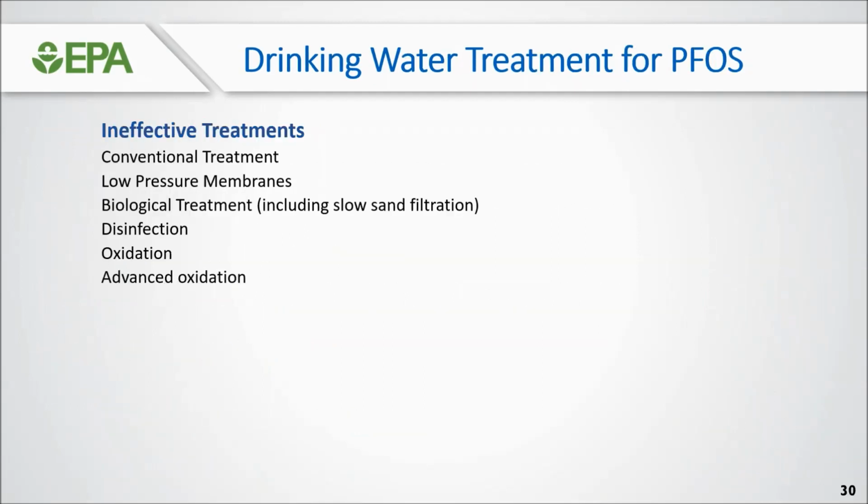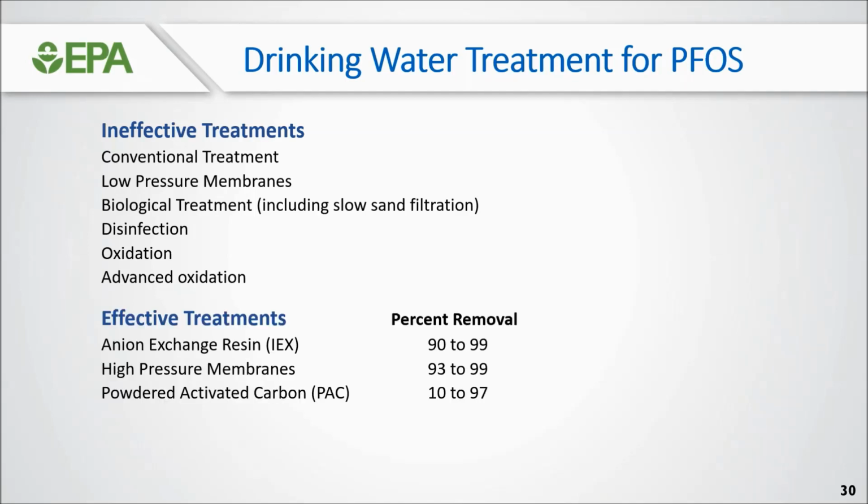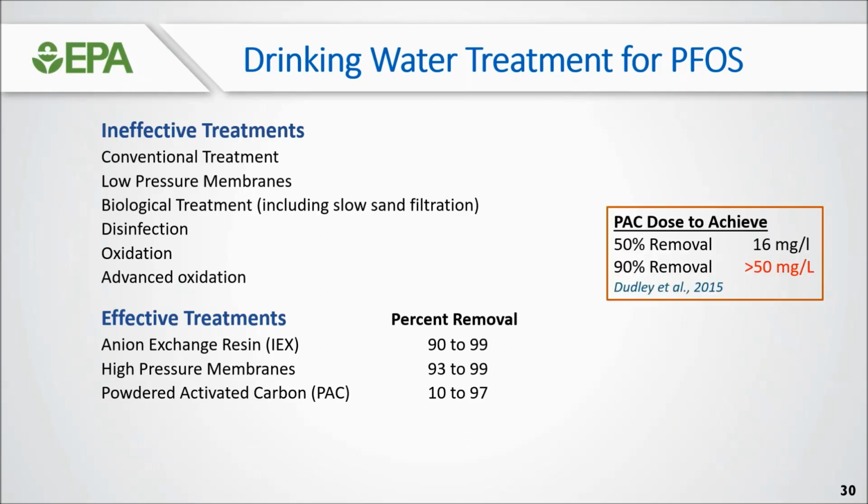So what are the treatment technologies for PFAS? We do know that conventional treatment, low pressure membranes like ultrafiltration and microfiltration are not effective, along with biological treatment, which includes slow sand, disinfection, oxidation, even advanced oxidation. What is effective is anion exchange resins, and you get a very high % removal if designed correctly. High pressure membranes are very effective. Powdered activated carbon has a wide range of effectiveness, and that's due to carbon dose.